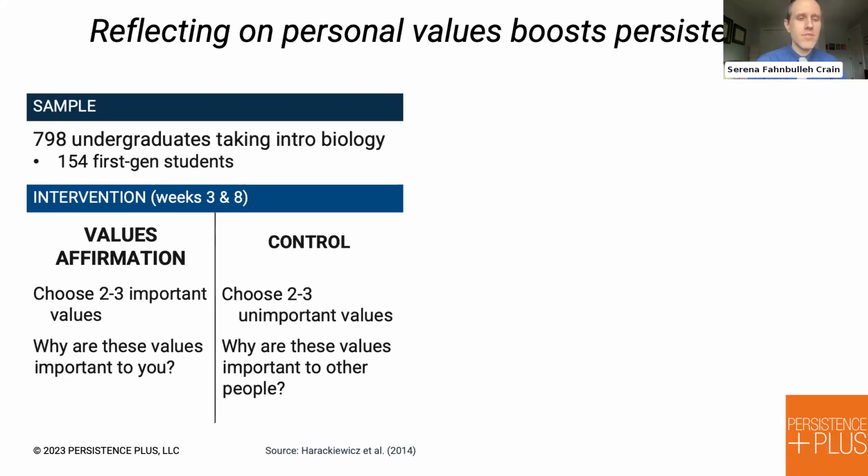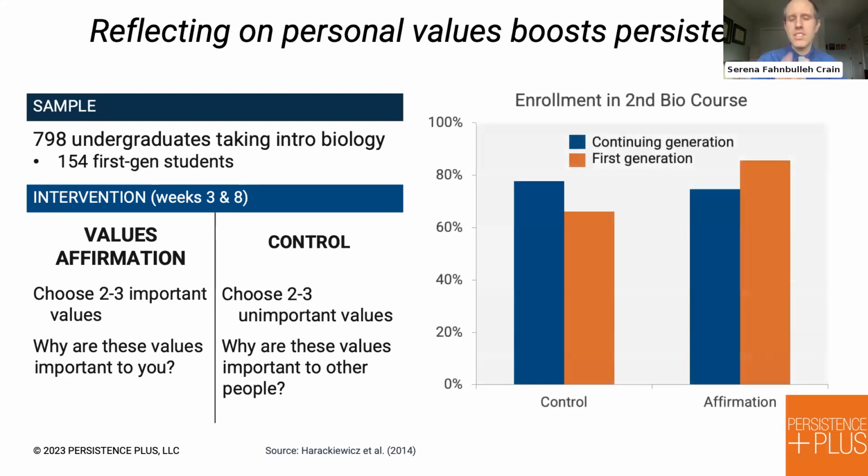And then the punchline here is, for the students who did those values affirmations, there were all sorts of benefits to their STEM performance, as well as their STEM persistence, demonstrated here by, did they go on to the second class in the biology sequence? And so you see this marked increase in those first-gen students going on in biology amongst those who had done this values affirmation, starting to reflect on values and connect it to their education.